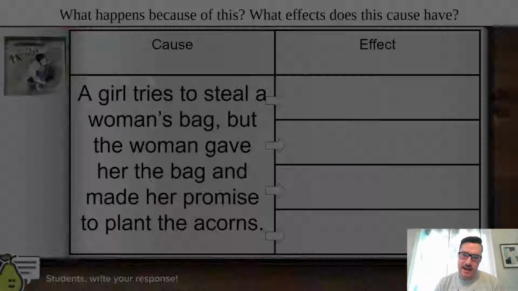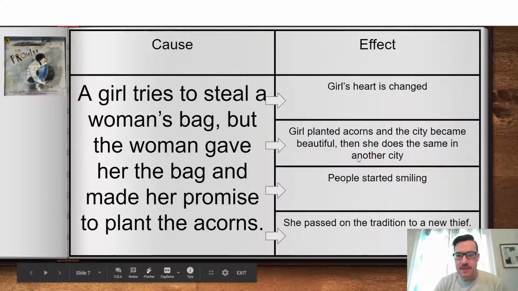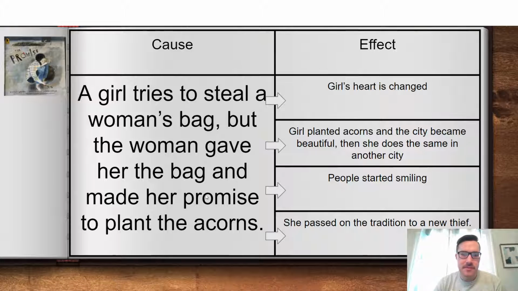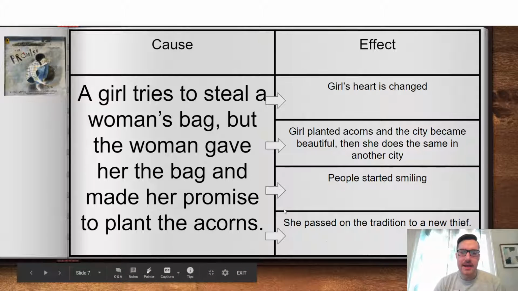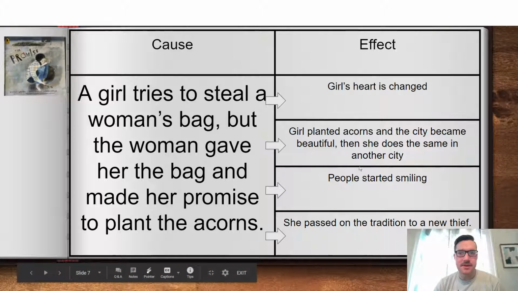All right, here's some things that I came up with. The girl's heart is changed. She's no longer so sad and mean and ugly like she was saying at the beginning of the book. Because she got the acorns, she planted them and the city became beautiful, and then other cities became beautiful. Because she got that bag, people started smiling. And because she got that bag, she passed on that tradition to a new thief. So all 4 of these things happened because she tried to steal the woman's bag. If she had not tried to steal the woman's bag, these things wouldn't have happened.